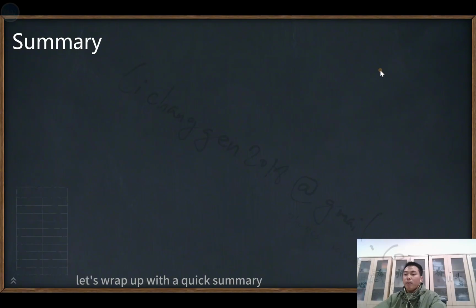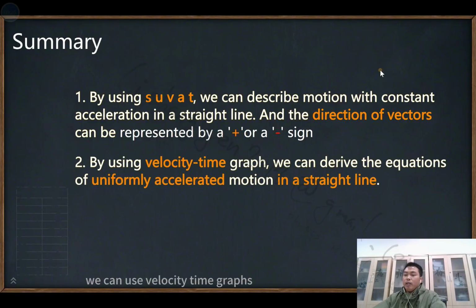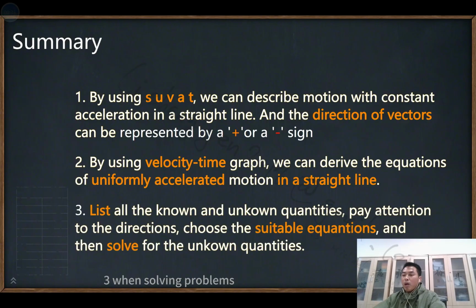Let's wrap up with a quick summary of what we've learned today. 1. We can describe motion with constant acceleration using 5 key quantities: displacement, initial velocity, final velocity, acceleration, and time. Remember that s, u, v, and a are vectors, so direction matters. Use positive and negative signs. 2. We can use velocity time graphs to derive 4 motion equations that describe how these quantities are connected. 3. When solving problems, always list the known and unknown values and pay attention to the directions. Pick the right equation and then solve step by step.